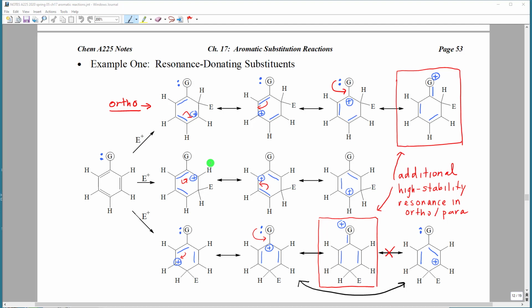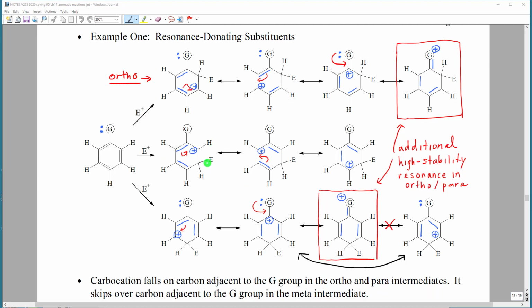This is shown for resonance donating substituents right here. So first of all, I want to point out that what we're going to do is a resonance donating substituent. A resonance donating substituent is going to have a pair of electrons on the atom directly attached to the ring. So we're going to represent that with a lone pair. But when we look at these in general, we will also see that carbon-carbon pi bonds can also do this.